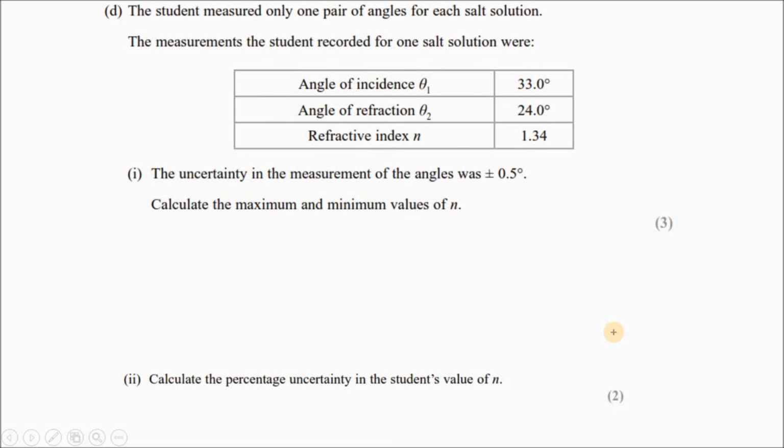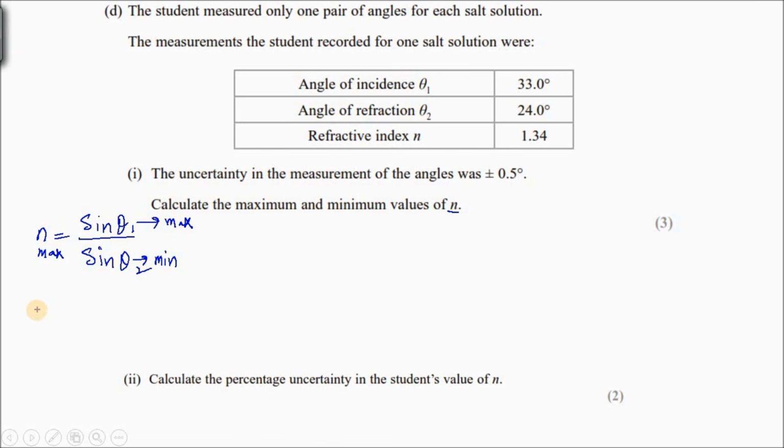So the idea of maximum and minimum value of n, you know that n is sine θ1 divided by sine θ2. So n will be maximum if θ1 is maximum and θ2 is minimum.